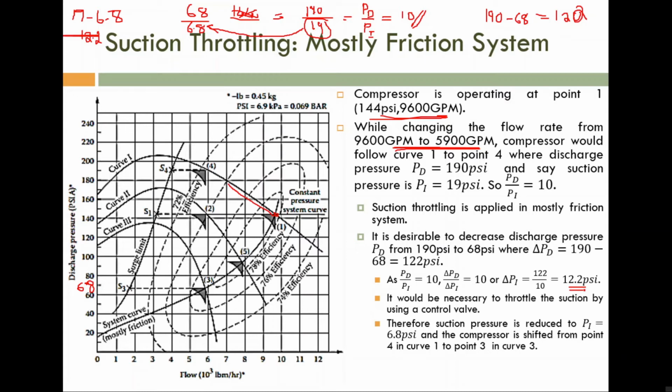Okay, so this is suction throttling for mostly friction system, where we are reducing the suction pressure from 19 psi to 6.8 psi, so that the discharge pressure is decreased from 190 psi, that is a virtual point, to 68 psi, where 68 psi is required for that flow rate. Is it clear, all of you?